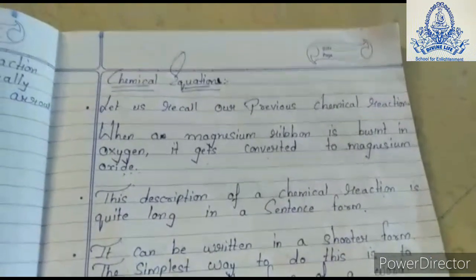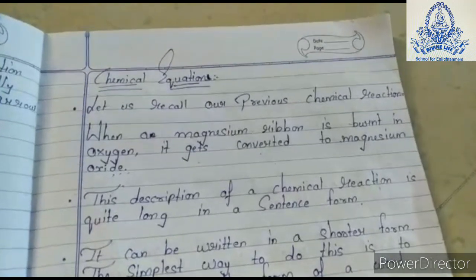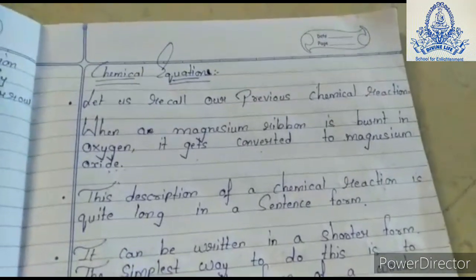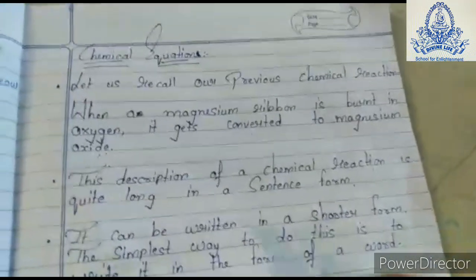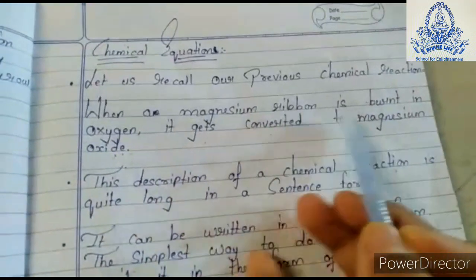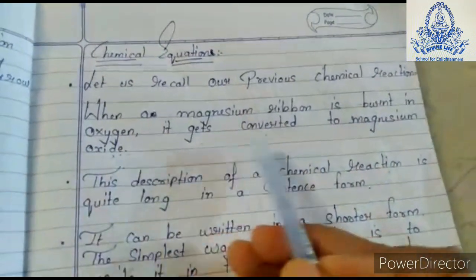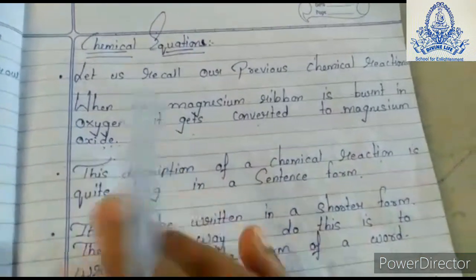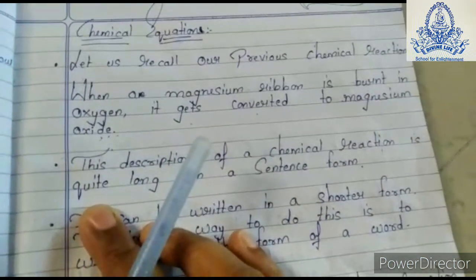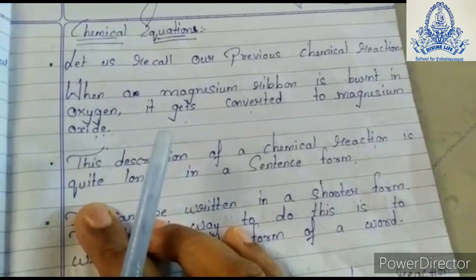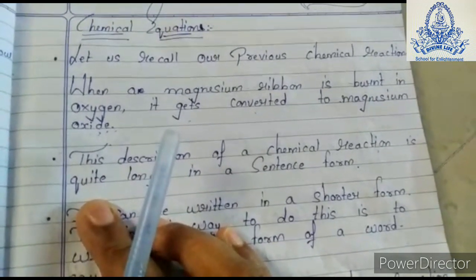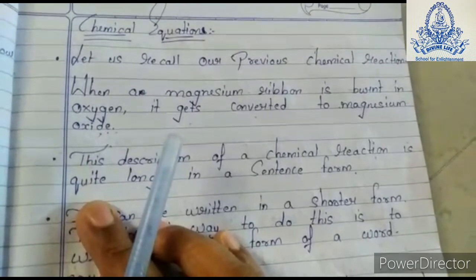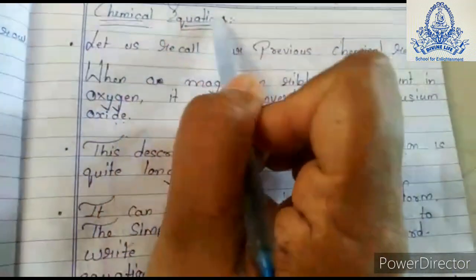Last time we had studied about the chemical change, physical change and chemical reaction. Today we are going to study about the chemical equation. Recall our previous chemical reaction. When a magnesium ribbon is burned in oxygen, it gets converted to magnesium oxide. Don't you find that if each and every chemical reaction is written in the form of sentences, it will create quite a confusion for us? For that reason, scientists have given us the chemical equation.